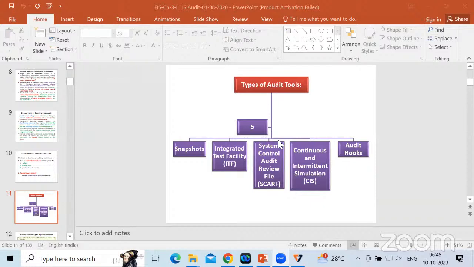Similarly, when the transaction is being carried out, this software will keep on watch over it. If anything is found fishy, suddenly it will be picked up and forwarded to the auditor's desk. So this is considered to be audit hook.